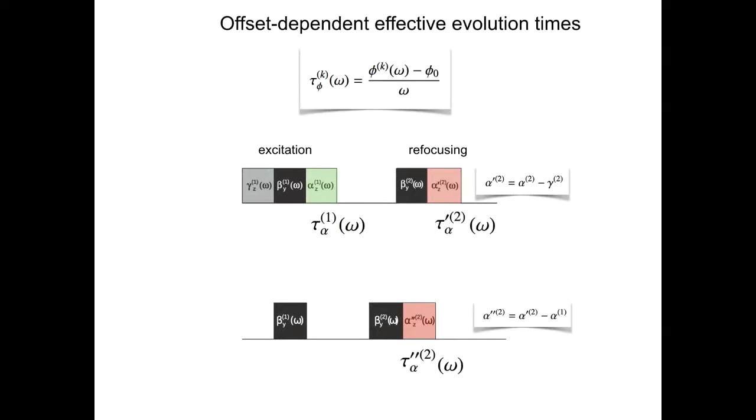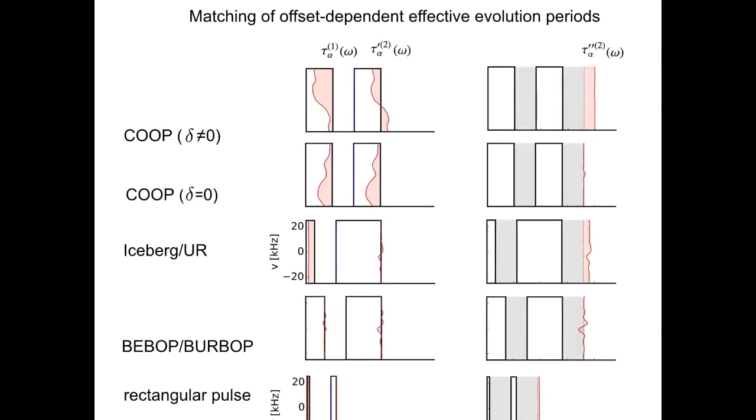So basically, what we see here is a set of, actually, let's start down here. These are rectangular pulses: excitation pulse, refocusing pulse. And this is Bebop, Iceback, cooperative pulses, and this is delta not equal 0. Basically, we shifted these effective evolution periods. You can always shift this to the alpha, to the end of the pulse.